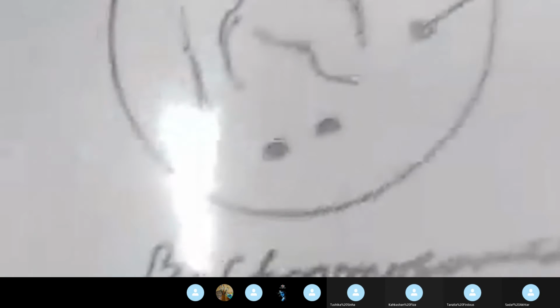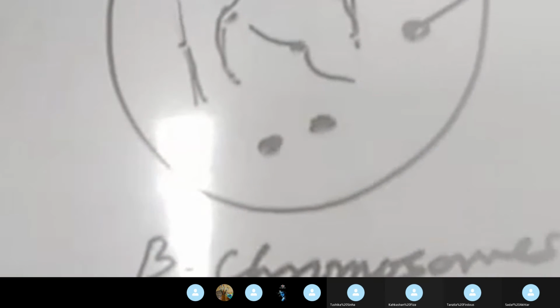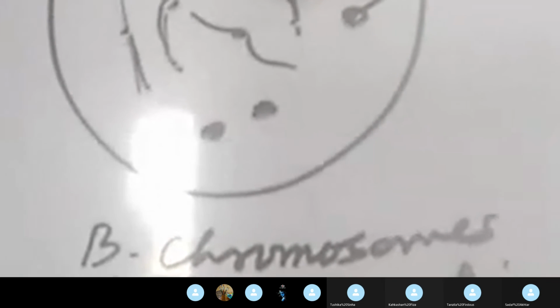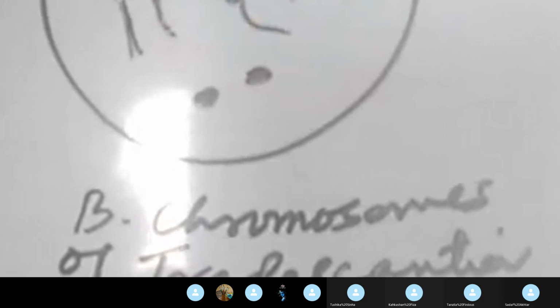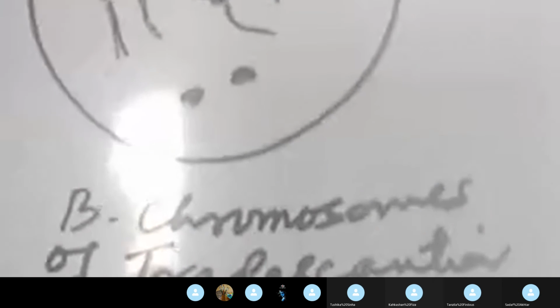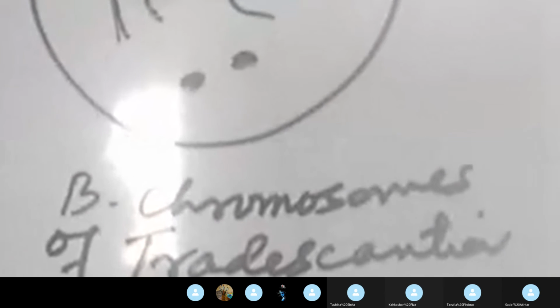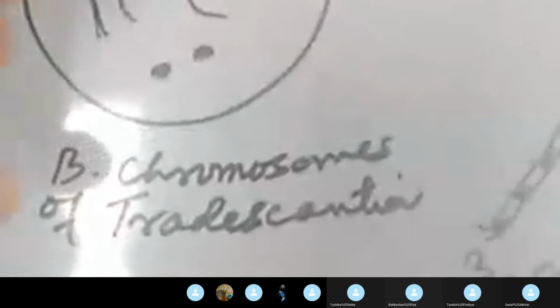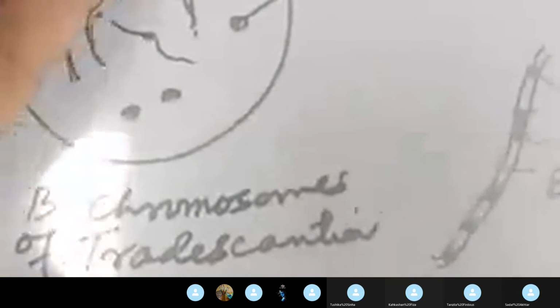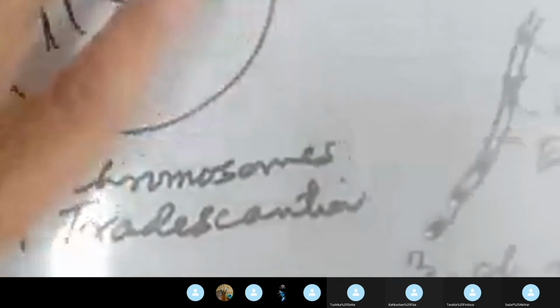And these are the normal chromosomes. These rod-shaped normal chromosomes have also been shown here. In addition to the normal chromosomes, B chromosomes are appearing. B chromosomes are present in this cell, and they appear like a very small dot. This is the cell of the plant Tradescantia, where the B chromosomes are found, shown here in the form of very small dots.